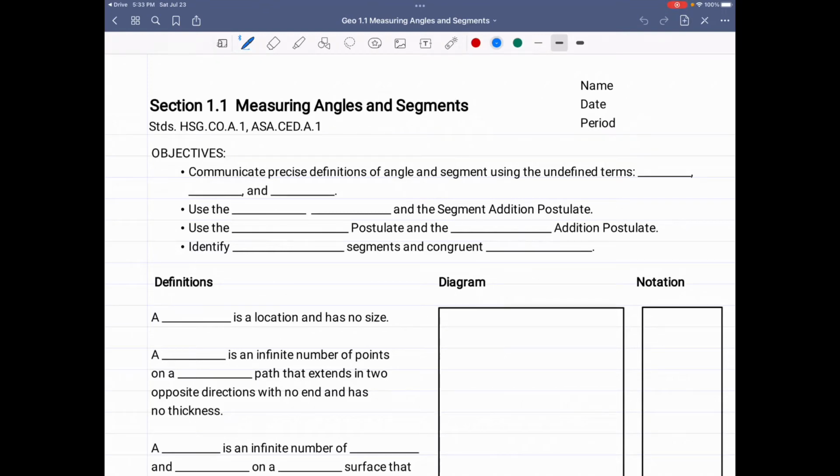Today we are covering section 1.1, measuring angles and segments. Go ahead and put your name, date, and period.